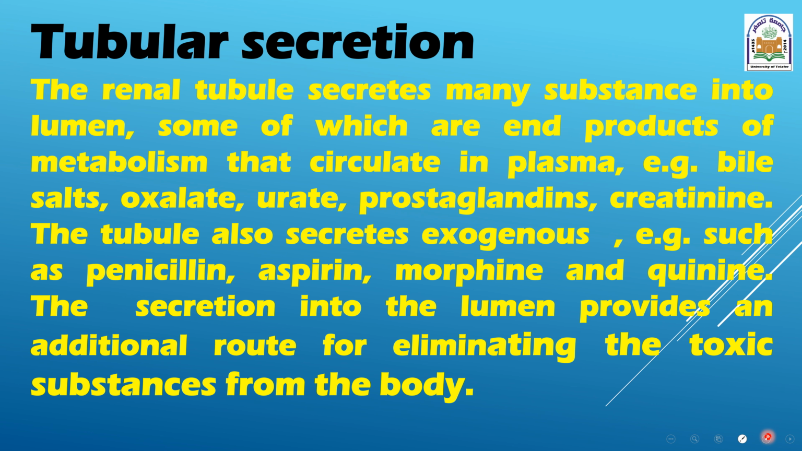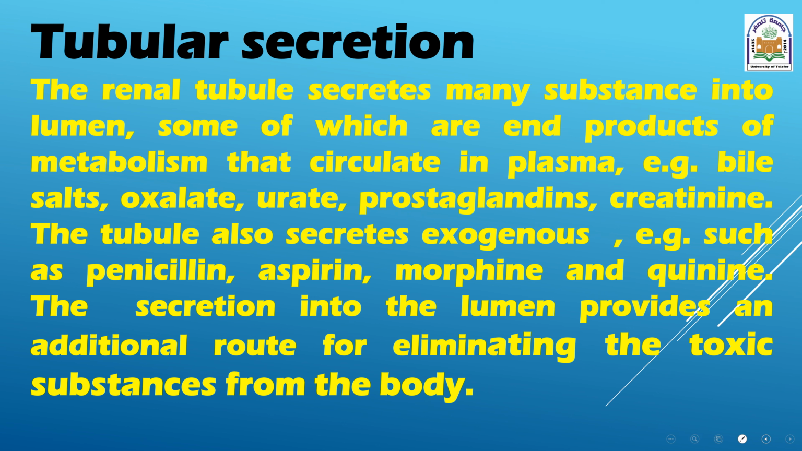If we look at tubular secretion, this is another process by which a substance which is not filtered at the glomeruli moves from the peritubular capillary into the what? Into the tubules. Certain toxic substances, drugs like penicillin and morphine, and products of metabolism like creatinine, urea and oxalate are secreted from the peritubular capillaries into the tubules to be lost out.